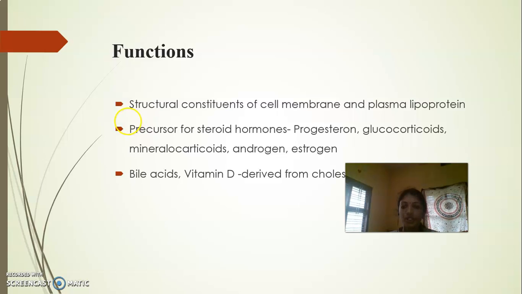So what are the functions of the derived lipids? They are the structural constituents of cell membrane and the plasma lipoprotein. So we have discussed the lipoprotein in the complex lipid. The lipoproteins are those lipids which consist of lipid and the protein groups, where the protein serves as the prosthetic group which is associated with the lipid.